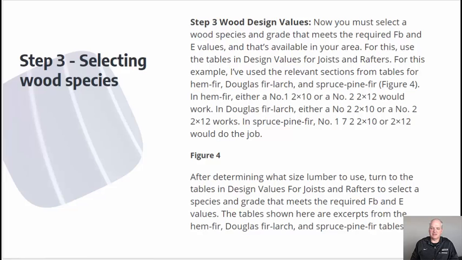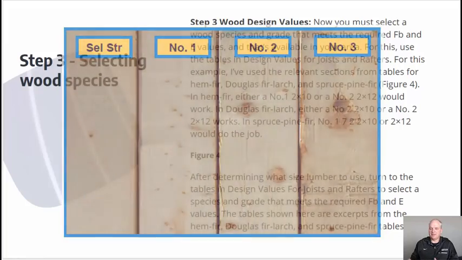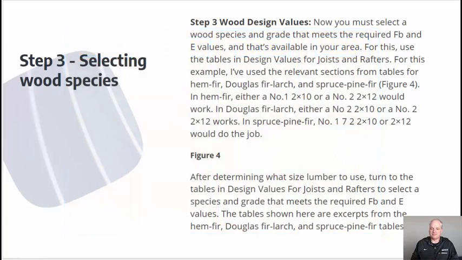In the hem fir, either number 1, 2x10, or number 2, 2x12 would work. And remember, number 1 and number 2 refer to the grade of the wood. Number 2 being a construction grade lumber, and number 1 being a higher grade lumber than number 2. So the lower the number, the higher the quality. In spruce, pine, and fir, number 1 using a 2x10 or 2x12 would also do the job. So let's go ahead and take a look at figure 4 now.